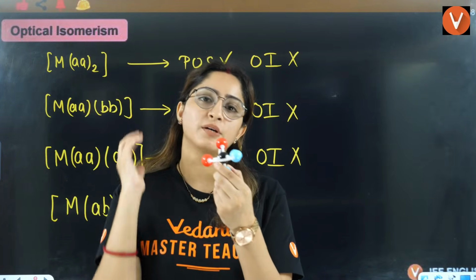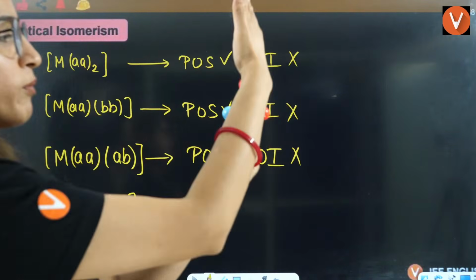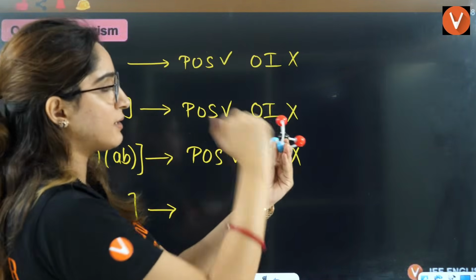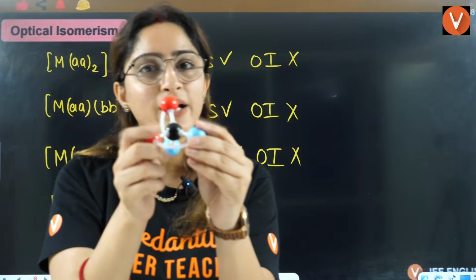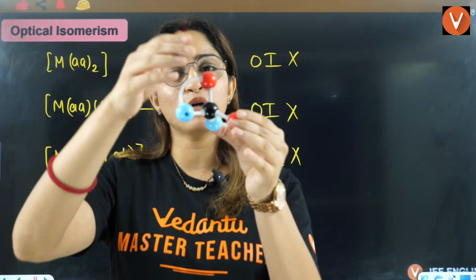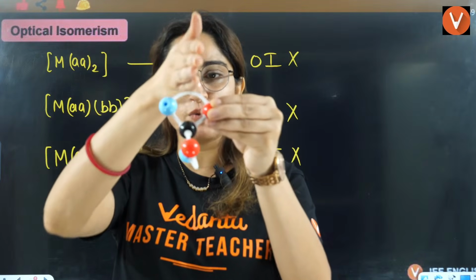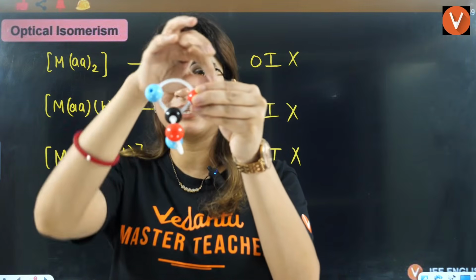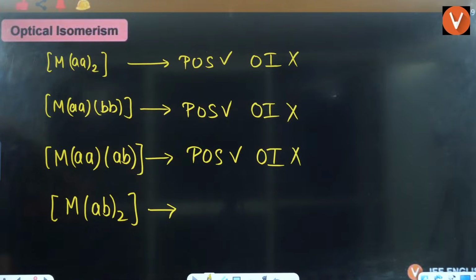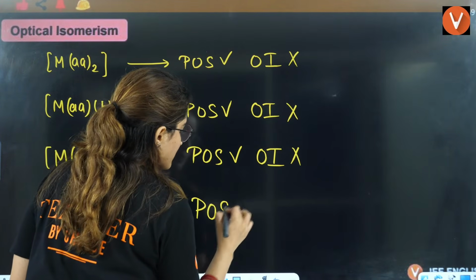Now this is an unsymmetrical ligand, like glycinate. If I pass a plane from here, this will be cut into equal halves, but this will not be cut into equal halves. Any other possibility? If I take this as a possibility, definitely not possible. Other possibilities are not there. If I cut this into equal halves, this will be cut into equal halves, but this one, not possible. So POS is not present here.